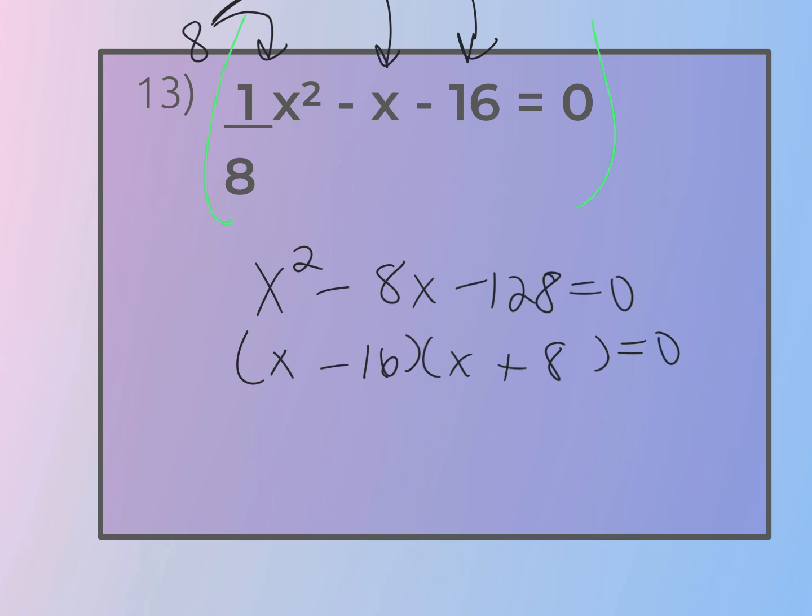Negative 16, positive 8. Good, because negative 16 times positive 8 is negative 128. They gave us the factors because we were distributing it. Correct. Sophia, you saw it. Good thinking. So negative 16 plus 8 is negative 8. When I set each piece equal to 0, what are my x values? Positive 16 and negative 8. Good.